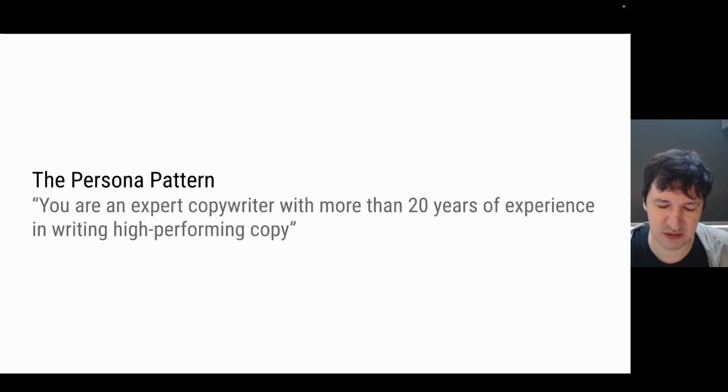So let's look at what's called the persona pattern. It's a very common approach where instead of directly asking the LLM a question, you start by assigning a persona to the model. For example, you might say, "You're an expert copywriter with more than 20 years of experience in writing high-performing copy," and only after that you would ask for actual writing help.